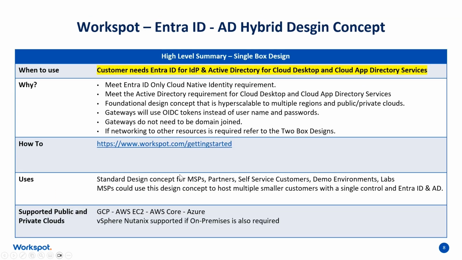So again, the summary here for this type of concept is we need both Entra ID for IDP, but we still need some Active Directory for the cloud desktop and cloud app directory services. And the rest is all the same, community.workspot.com.